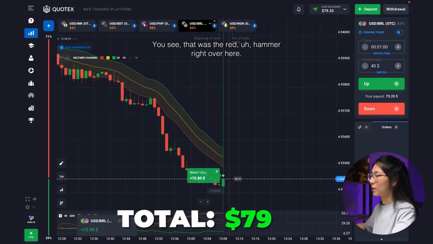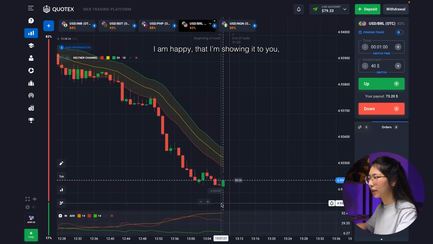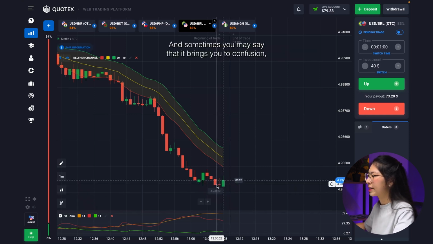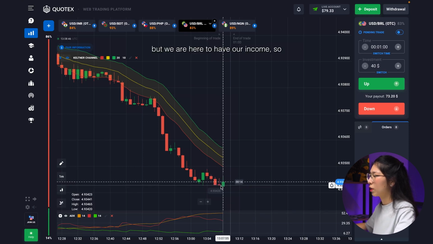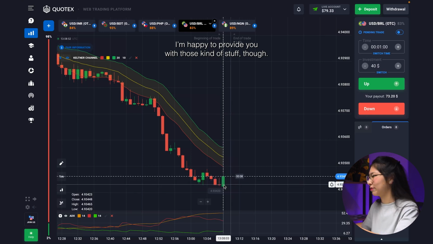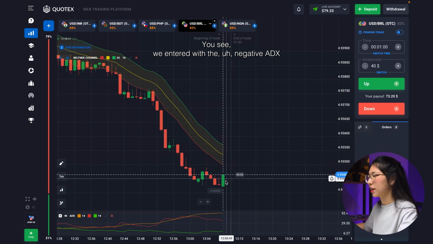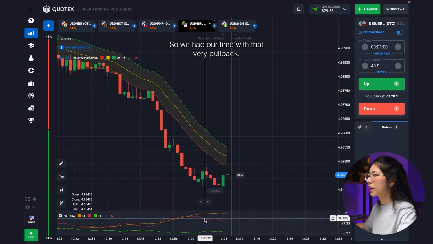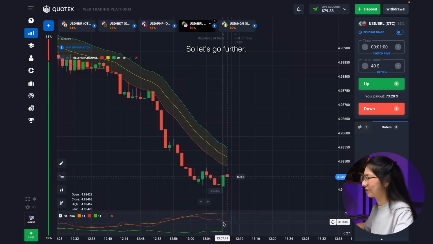So, a perfect case, guys. You see it was the red hammer right over here, this doji, and I'm happy that I'm showing it to you because you see after every hammer there is a small pullback, and sometimes you might say that it brings you confusion, but we're here to have our income, so I'm happy to provide you with this kind of stuff. And you see we entered with a negative ADX directional indicator that's going a little bit down, so we had our time with that pullback, and let's go further.